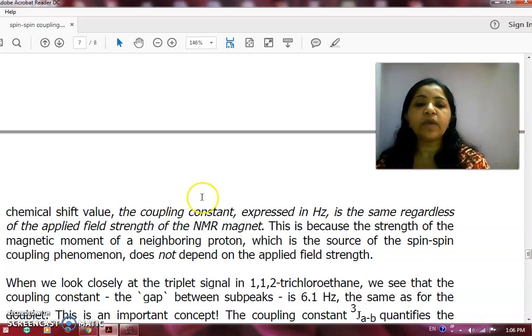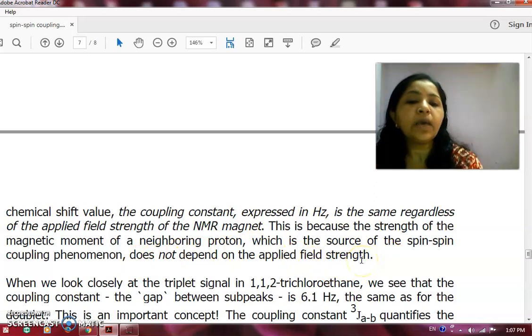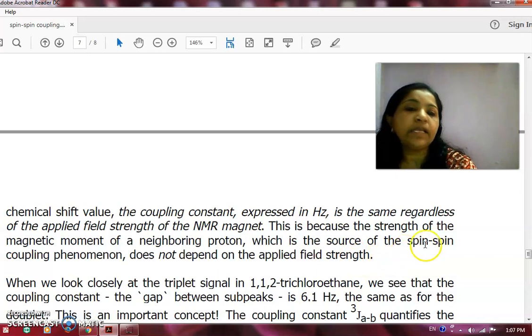This is because the strength of the magnetic moment of the neighboring proton, which is the source of spin-spin coupling, does not depend on the applied field strength. The spin-spin coupling is the reason due to which splitting is occurring. The neighboring nuclei which have a spin couple with the adjacent nuclei, due to which there is a splitting, and this is not at all dependent on applied field strength.